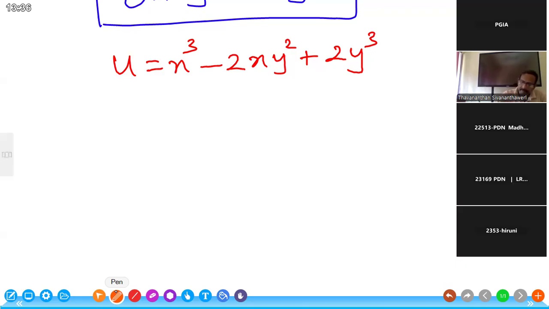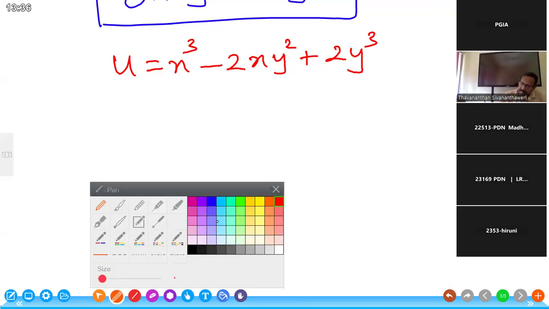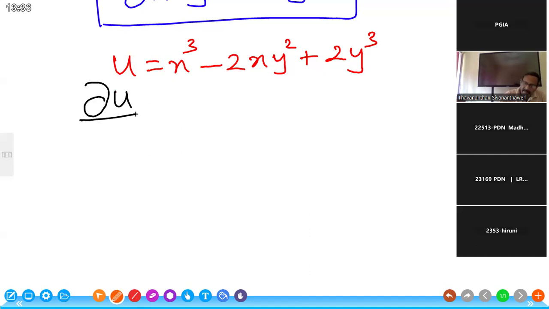Right. How to do it? Here we have three variables. Again, we'll have to go for the partial derivative. How to look at the partial derivative? ∂u/∂x. So always keep that in mind. When we consider the partial derivative with respect to x, y will be kept as a constant. So here x and y are the independent variables, so y will be kept as a constant.